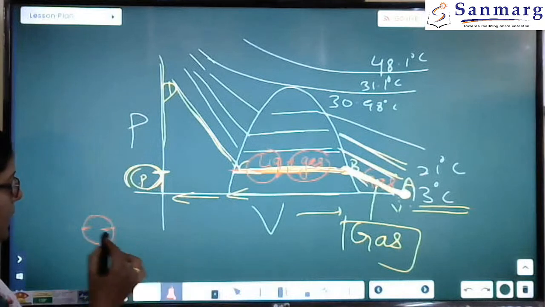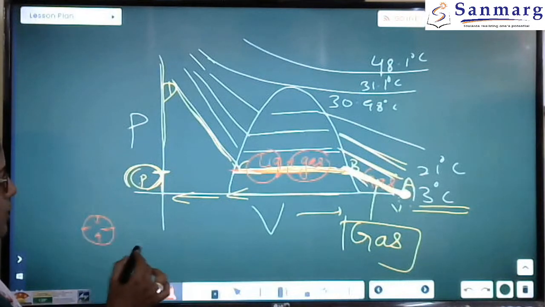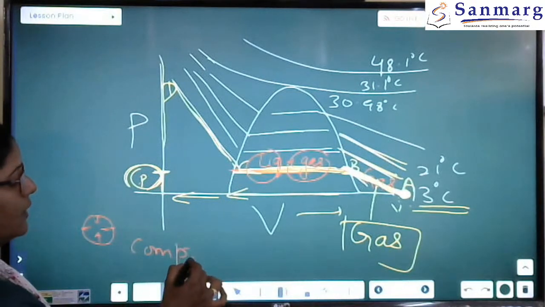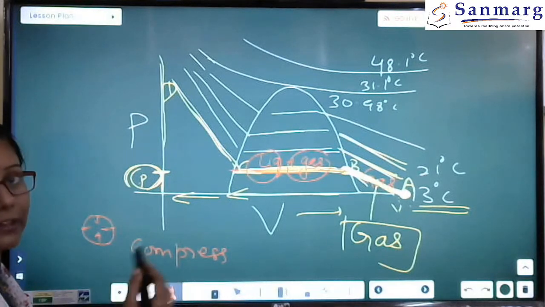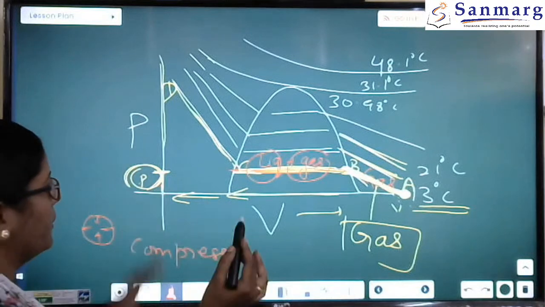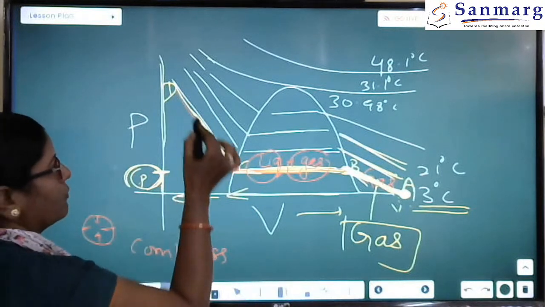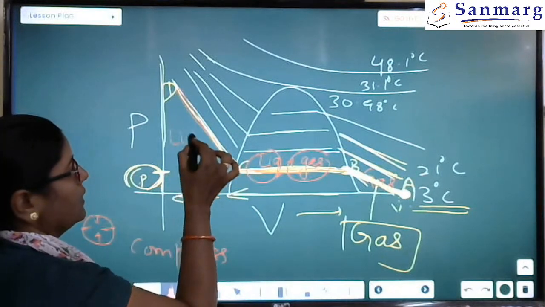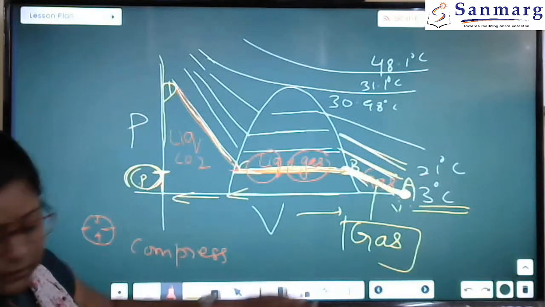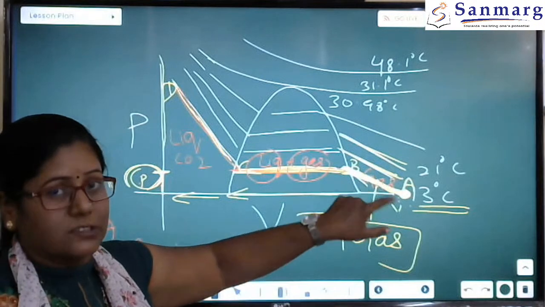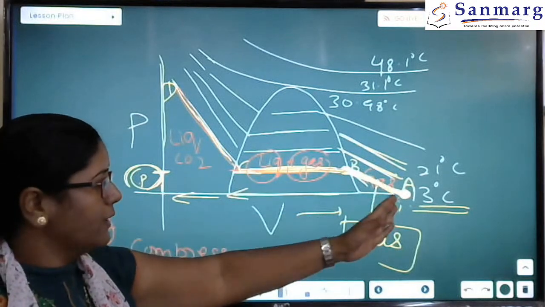Volume decreases means it is getting compressed. Pressure keeps increasing, volume keeps decreasing, means it is compressed. In this part you get only liquid carbon dioxide, right? Here you are getting gas. Carbon dioxide is in the form of gas.